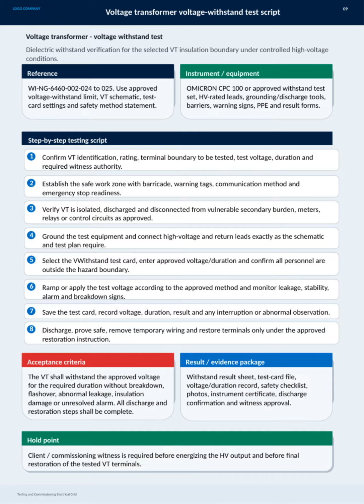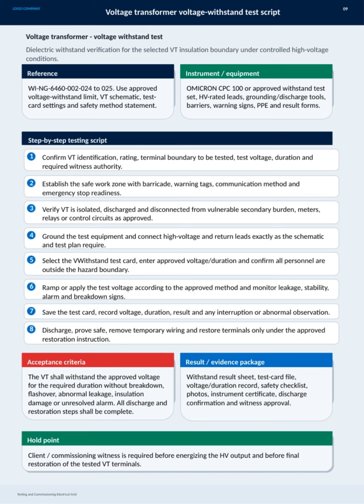The test itself involves several important steps. First, we confirm the VT identification, ratings, and the test parameters. Then we establish a safe work zone with all necessary precautions and verify the VT is isolated and safely disconnected from sensitive secondary circuits. We properly ground the test set and connect leads as per the schematic. Next, we select the correct test card, apply the test voltage carefully while monitoring for any leakage or abnormal signs, and record all results meticulously. After the test, it's crucial to discharge the system safely and restore wiring only following approved instructions.